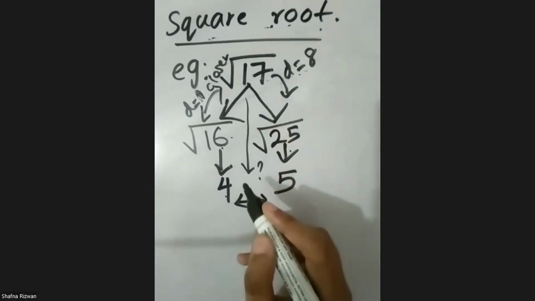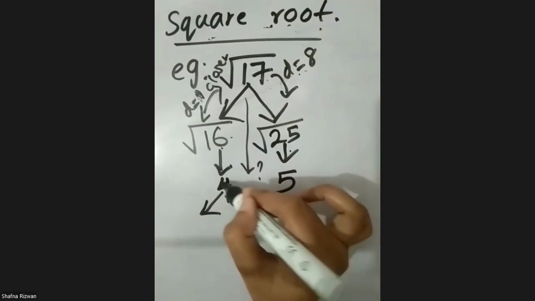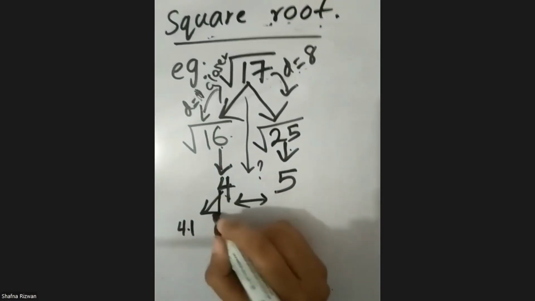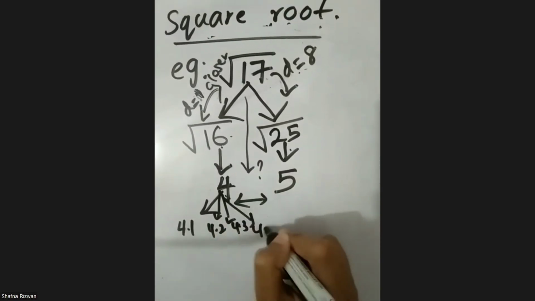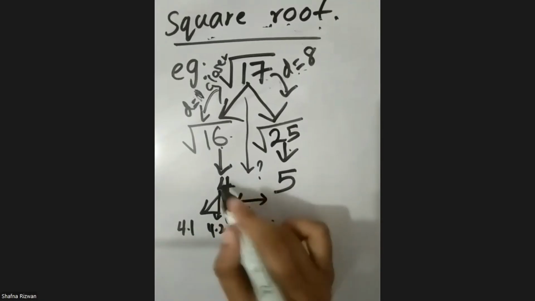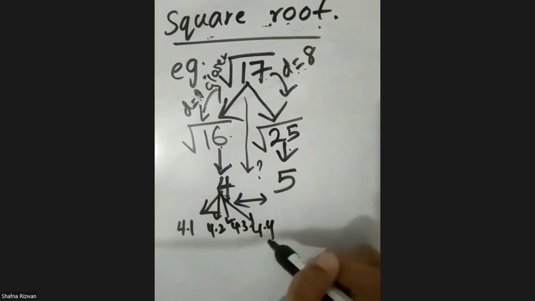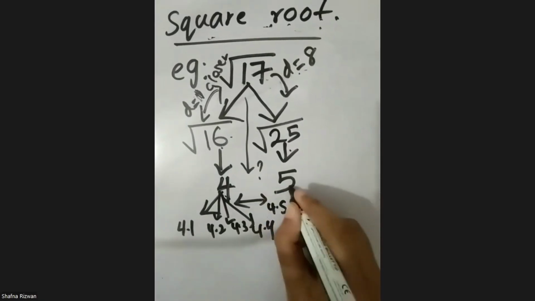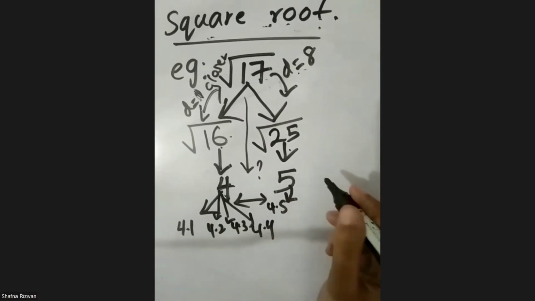So whatever value you are going to take here, because it's closer to 16, and the square root of 16 is 4, I can take 4.1, 4.2, 4.3, 4.4, like that. I can't take 4 because it's already there, but I can take more than that: 4.1, 4.2, 4.3, 4.4. These are just examples.